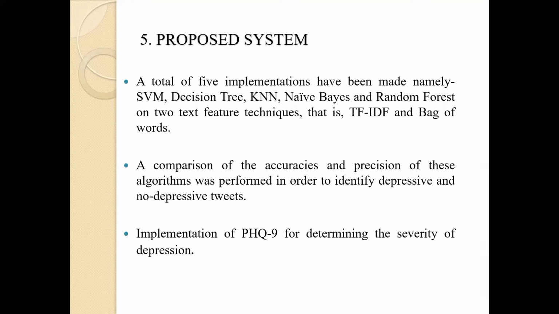On social media data, various machine learning techniques to extract a user's mental health state with an emphasis on depression have already been used. One of the most effective approaches to diagnose sadness is looking for sentences in the data that reflect negativity. In this paper, we have implemented 5 machine learning algorithms, namely SVM, decision tree, KNN, naive Bayes, and random forest, on 2 text feature techniques, that is TF-IDF and bag of words.